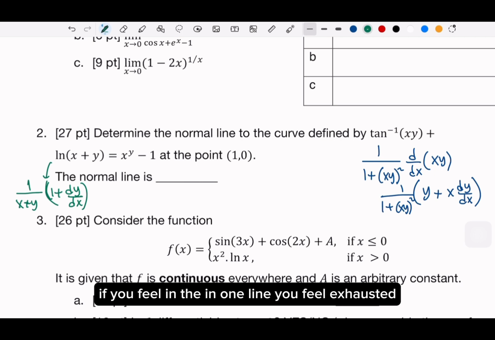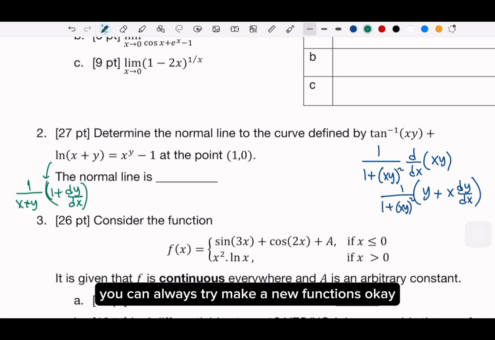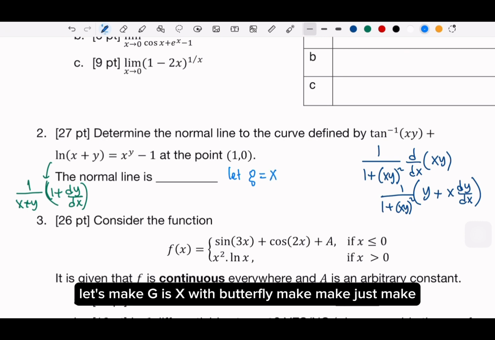If you feel in one line you feel exhausted or confused, separate it. So this one and this one, and then you can let another one be in another function. You can always try to make a new function. So you can let, maybe, g. Let's make g equal x to the power of y. Make up a new function. You can always try to do that.